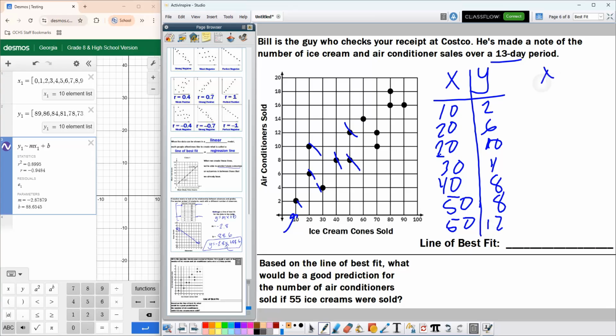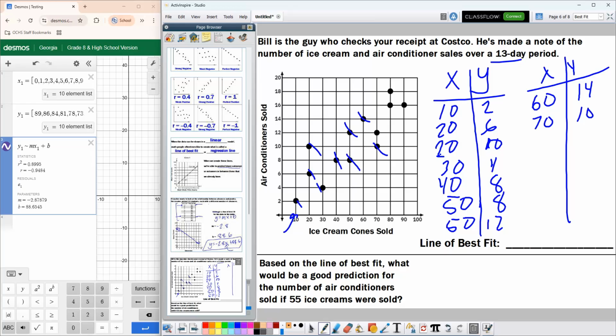I'm going to make me another T-chart over here. Oh, why did I put 12 there? How about a Y right there? All right, so 50, 12 is the last one. And then I've got 60, 14. 70, 10. 70, 12. 80, 16. And 80, 18. And lastly, 90, 16. All right, let's make sure we got 13. 1, 2, 3, 4, 5, 6, 7, 8, 9, 10, 11, 12, 13 of them.